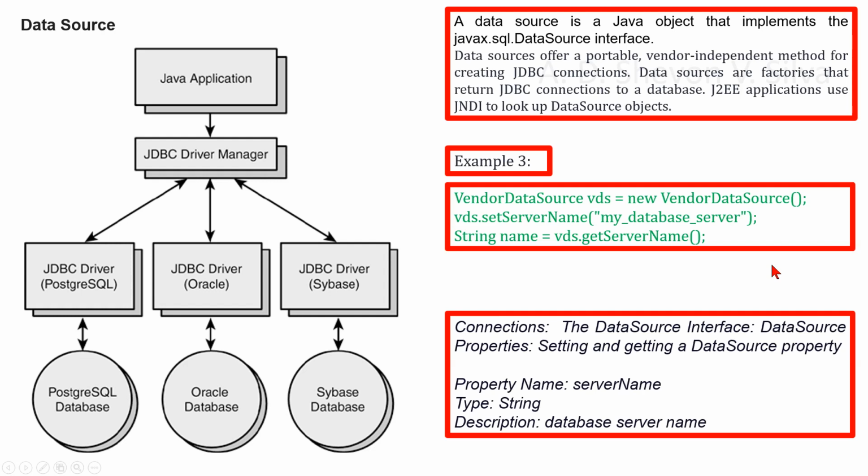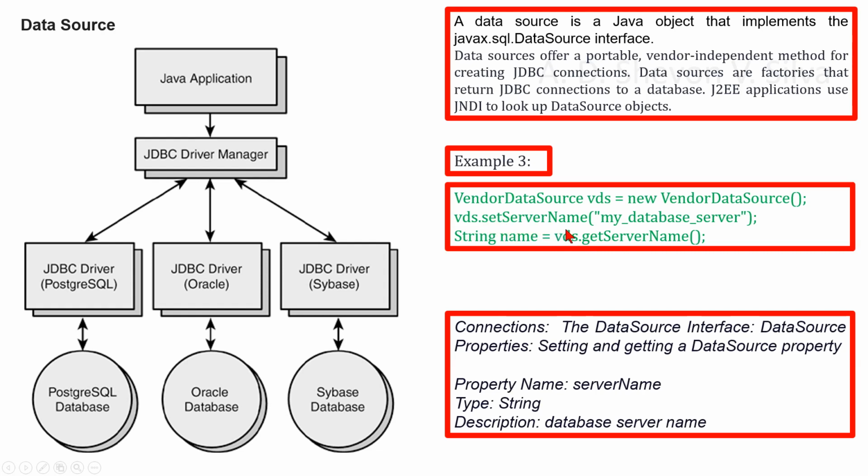If new properties are added, they must be given names that do not conflict with the standard property names. Data source implementations must provide getter and setter methods for each property they support.